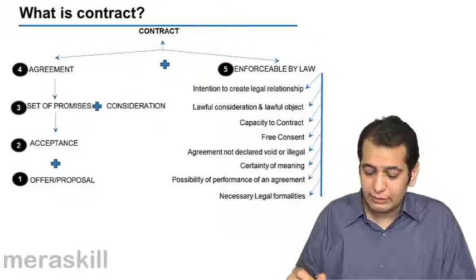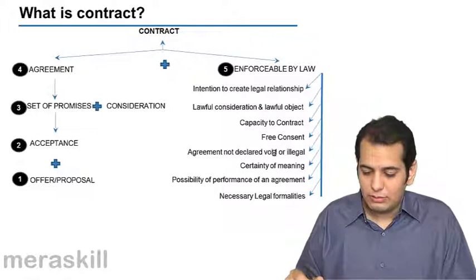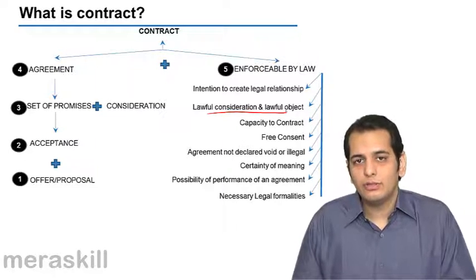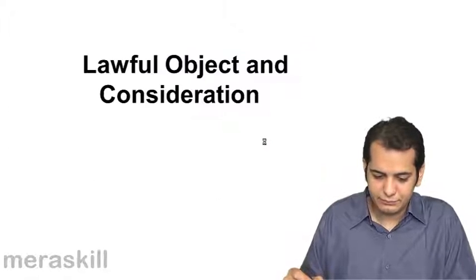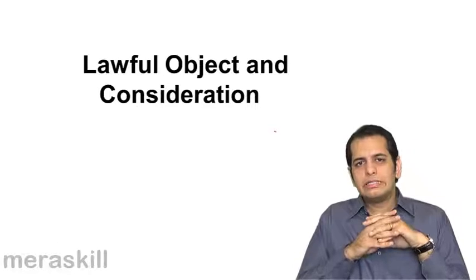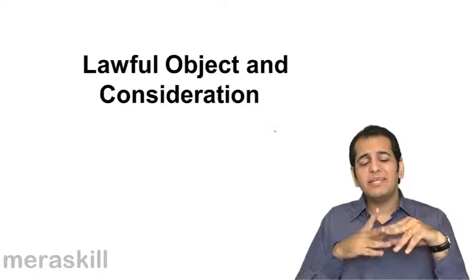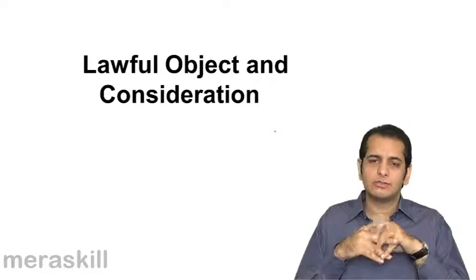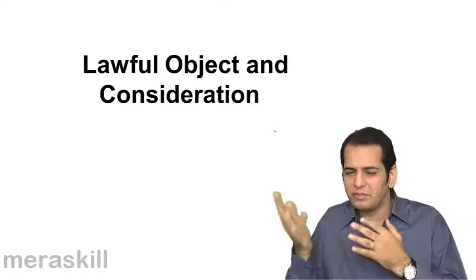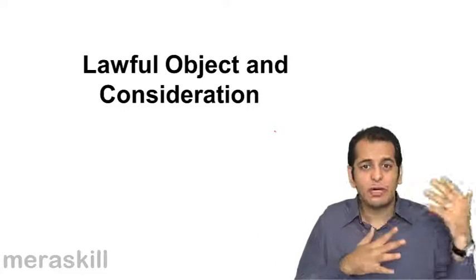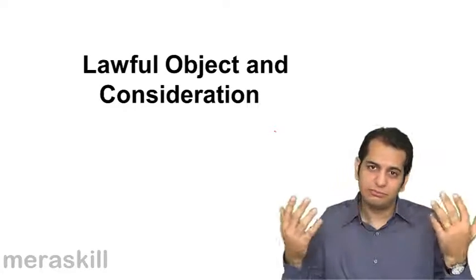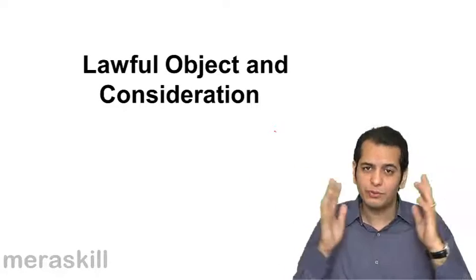We move to the next essential, which is lawful consideration and lawful object. Till date, we have done many examples of contracts. Some were valid, some were void, some were illegal, some were unenforceable, some were voidable, some were executory, some were express, some were implied, some were executed.